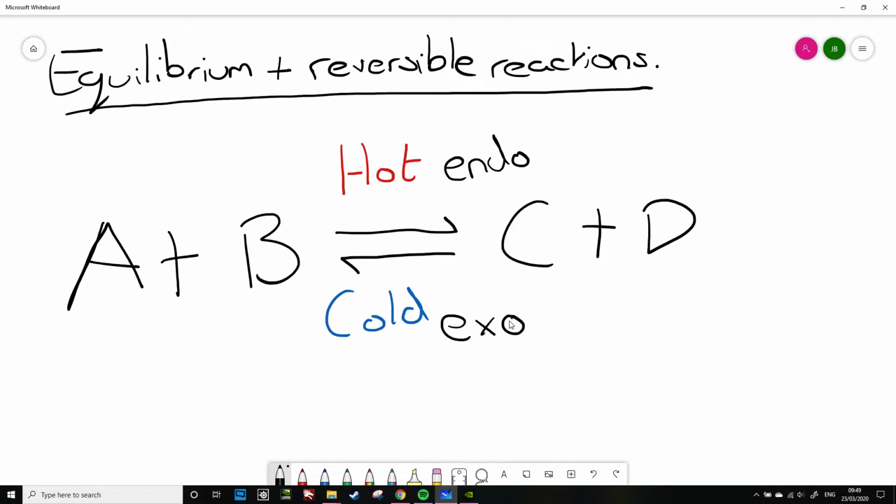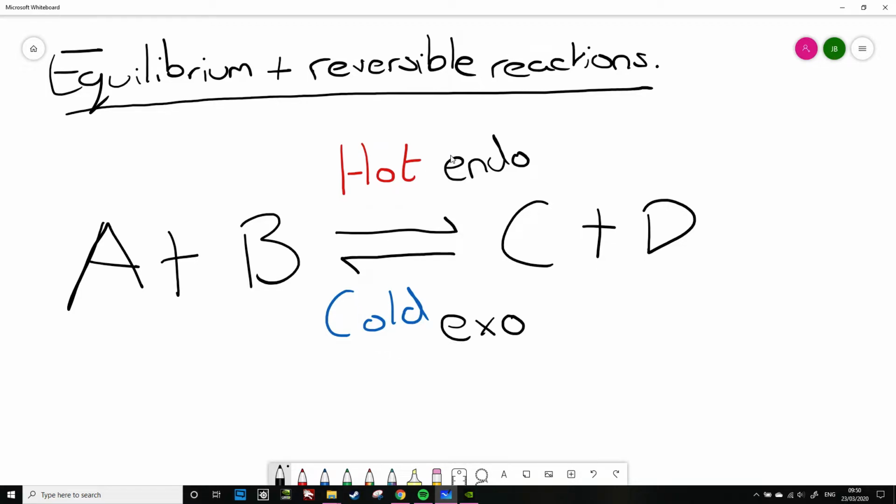And this is because exo gives out heat. Heat is expelled into the surroundings. And if you have a cold surrounding, you're going to be able to get as much energy out as quickly as possible. If you had a hot surrounding, exothermic wouldn't be able to give the heat out. It wouldn't work very well.